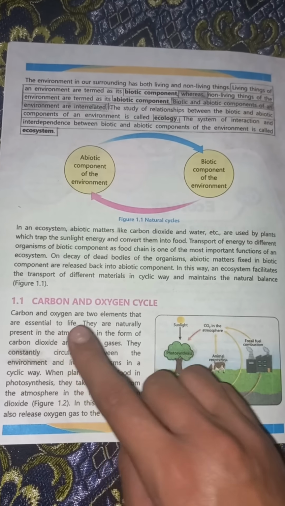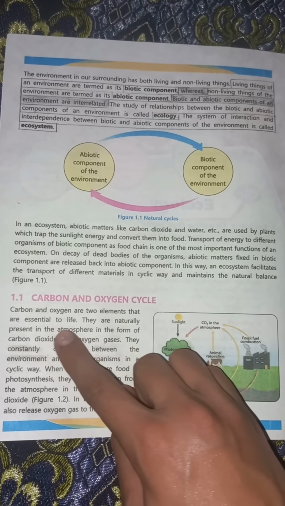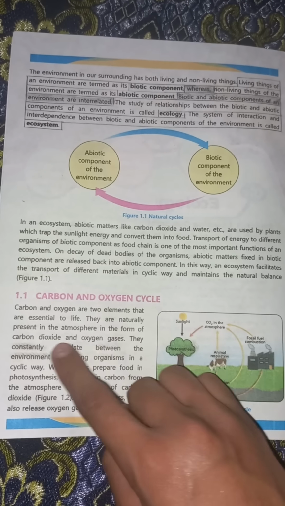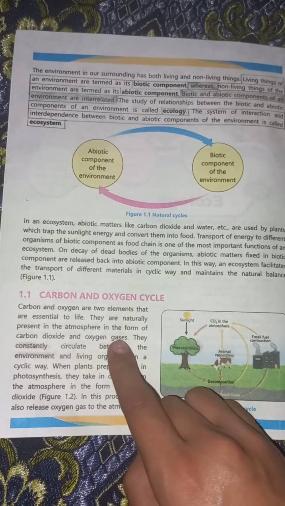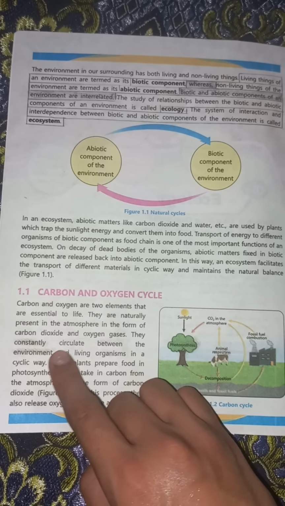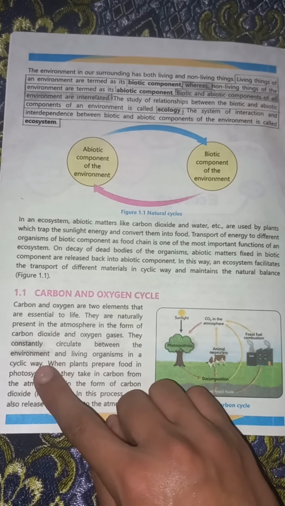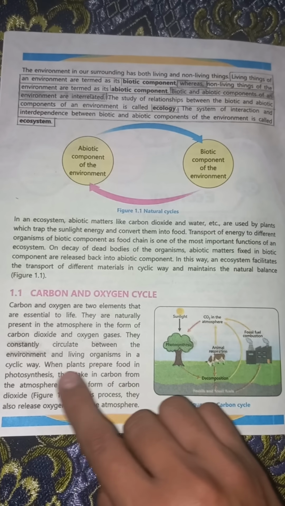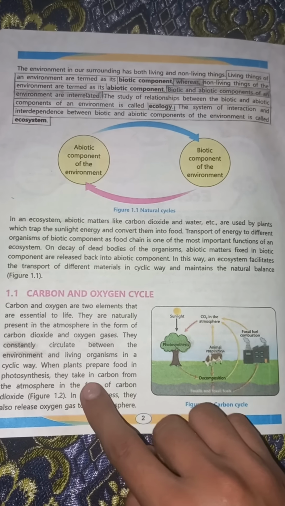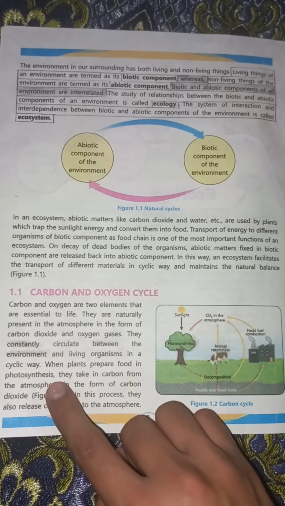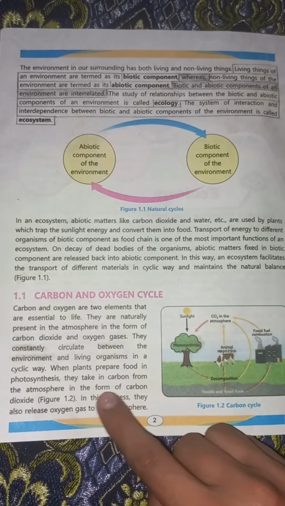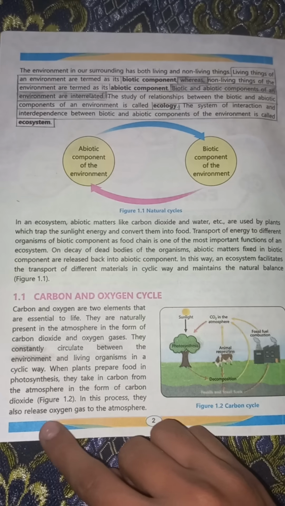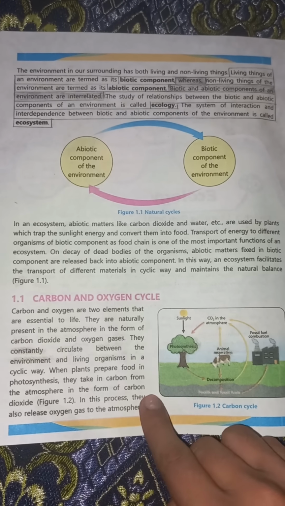Carbon and oxygen cycle. Carbon and oxygen are two elements that are essential to life. They are naturally present in the atmosphere in the form of carbon dioxide and oxygen gases. They constantly circulate between the environment and living organisms in a cyclic way. When plants prepare food in photosynthesis, they take in carbon from the atmosphere in the form of carbon dioxide. In this process, they also release oxygen gas to the atmosphere.